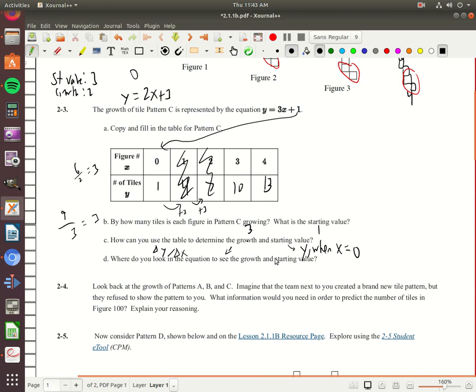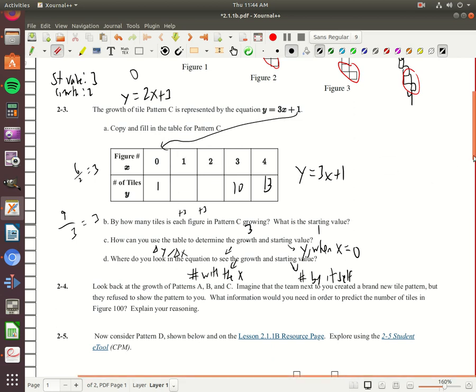Well, again, what we have here is an equation, y equals 3x plus 1. So where do we look to see the growth? It's the number with the x. And where do we look to see the starting value? The starting value is the number by itself. So in this case, the number with the x is 3, that's our growth. And the number by itself is 1, and that is our y-intercept.